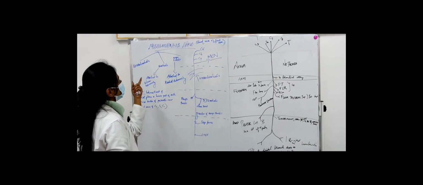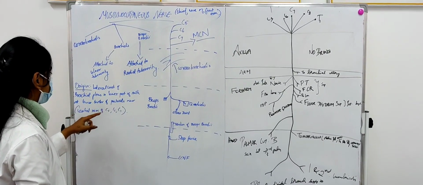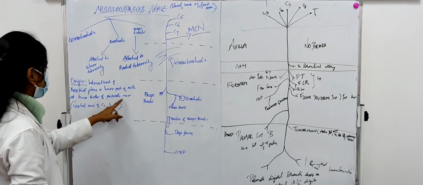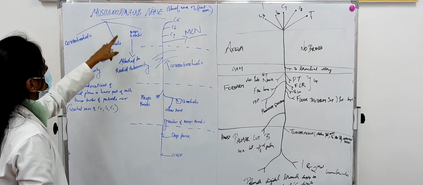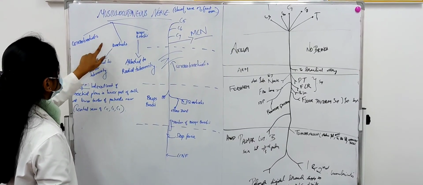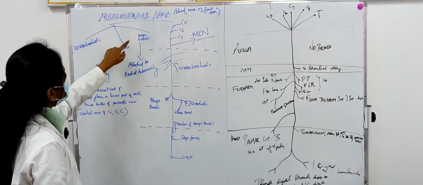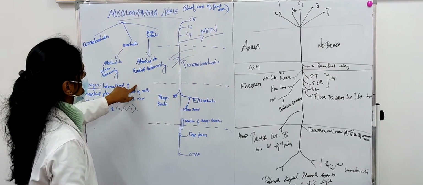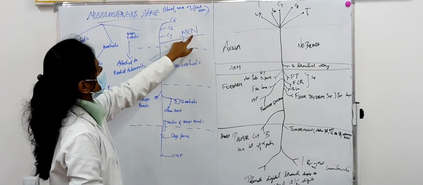The musculocutaneous nerve is the chief nerve of the front of the arm. Its origin is the lateral cord of the brachial plexus in the lower part of the axilla, at the lower border of pectoralis minor. The root value is C5, C6, and C7. It has 3 branches: coracobrachialis, brachialis, and biceps brachii. Brachialis is attached to the ulnar tuberosity, and biceps brachii is attached to the radial tuberosity. This is the musculocutaneous nerve.